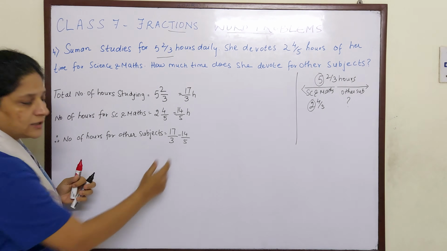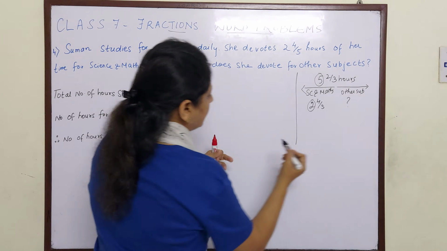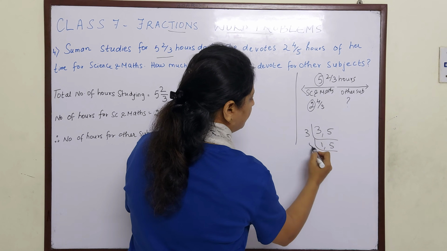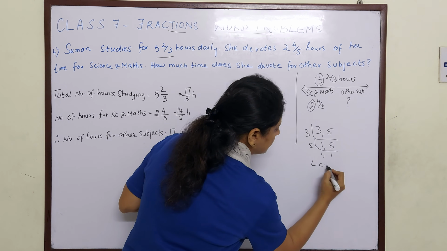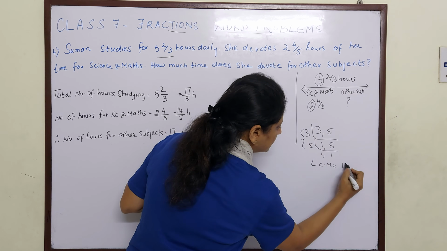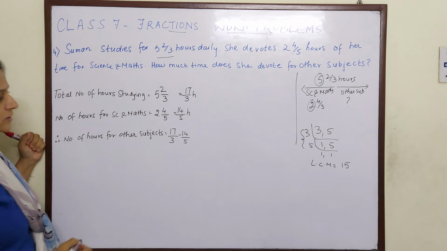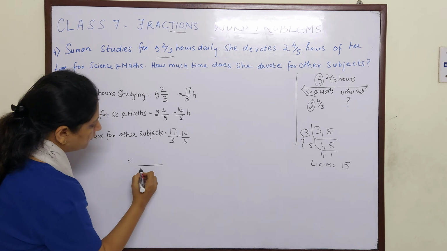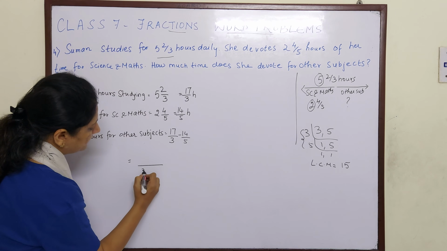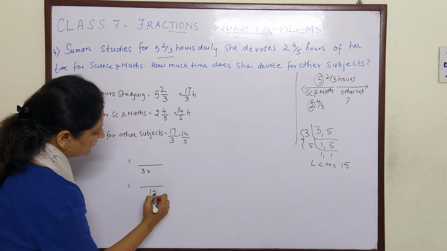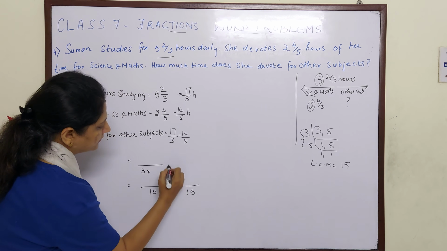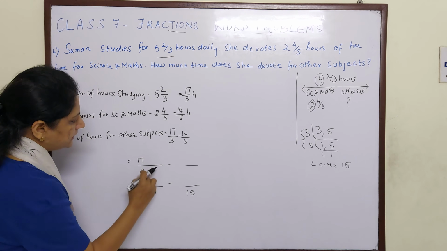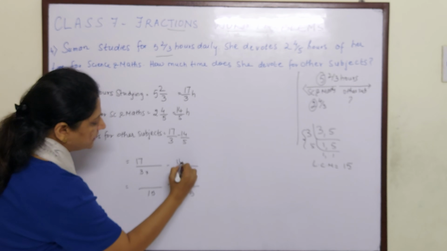Now if you see children, here the denominators are not equal. So let us take the LCM of 3 and 5. The LCM will be 15. 3 ones are 3, 5 ones are 5. So LCM is equal to 3 into 5 is 15. So let us convert this into like denominators. Now 3 has to be turned into 15, right? So we will multiply 3 with what, children? This should be 15 and this also should be 15. Okay, so I am writing the numerator and denominator. Now this is 17 by 3 and this is 14 by 5, right children?